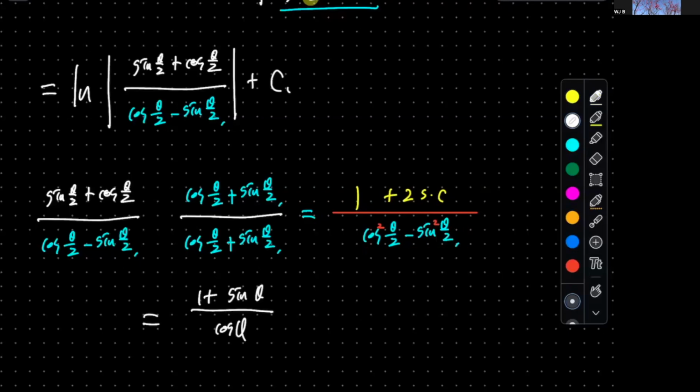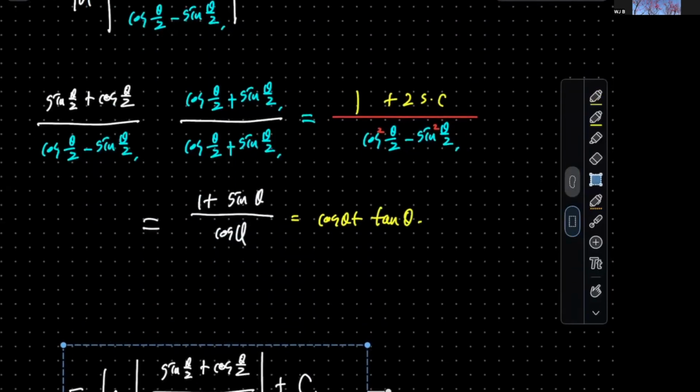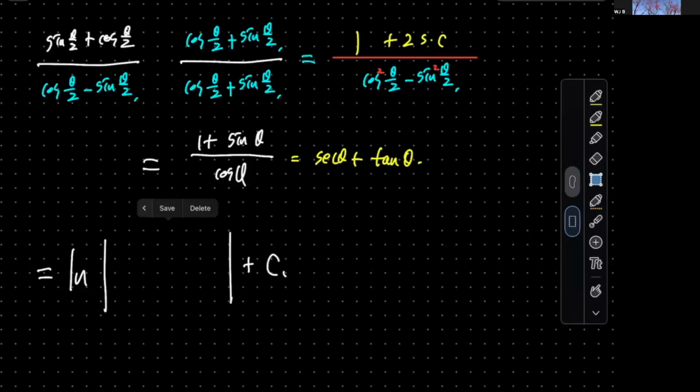And then what I can do is I can do the long division. So it's going to be cosine theta plus tangent theta. Okay, so that's great. So now I can re-express this in terms of the following. Oh, sorry, it's a 1 over cosine. Should be secant theta, right? So in that case, inside here will now become, what is it? The secant theta plus tangent theta.